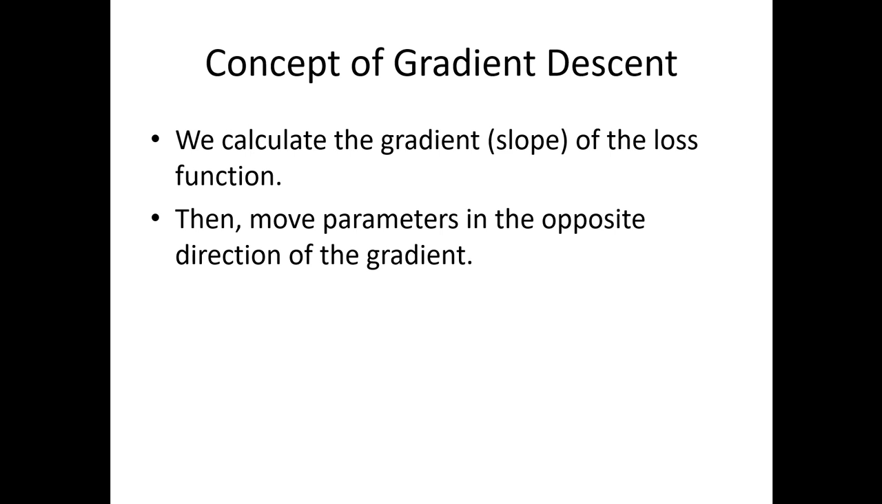In the same way, gradient descent helps us reach the minimum point of the loss function, where the loss is the least. At each step, the algorithm calculates the gradient, which is the slope of the loss function, and it updates the parameters m and c in the opposite direction of this gradient. That's why it's called gradient descent. We are descending along the gradient to minimize the loss.